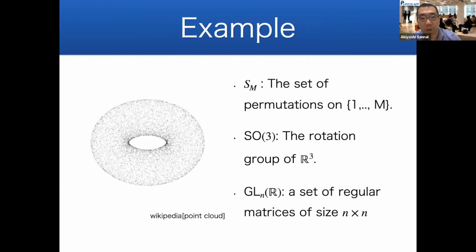So this is an example again. Let S_m be the set of permutations on 1 to m, where m is the number of points in the point cloud. A permutation can be written as a regular matrix, and we can take its inverse. Another one is SO(3), which is the rotation group in three-dimensional vector space, also a set of regular matrices of size n by n.